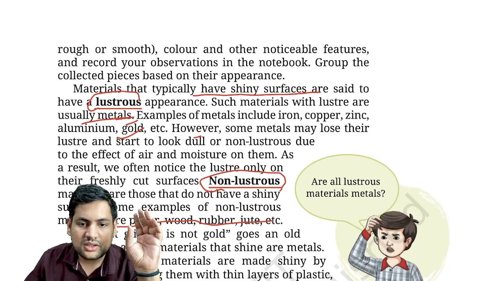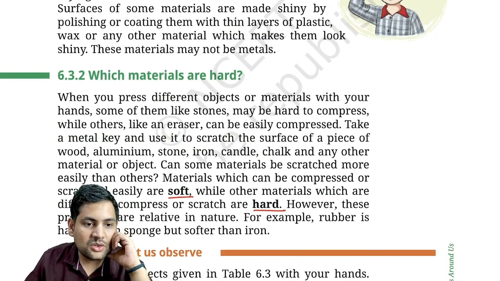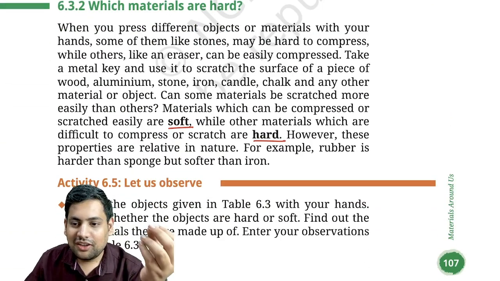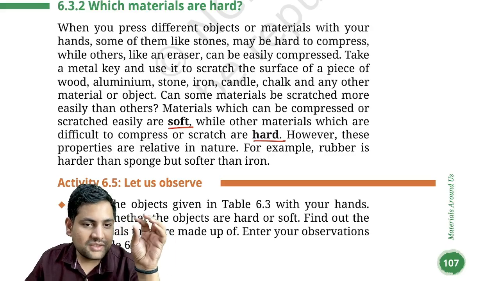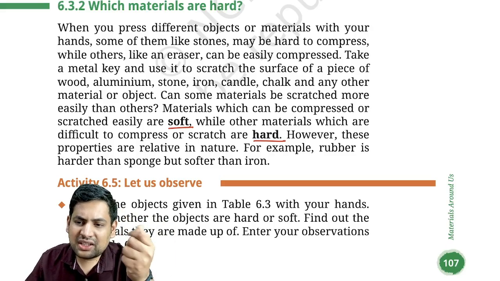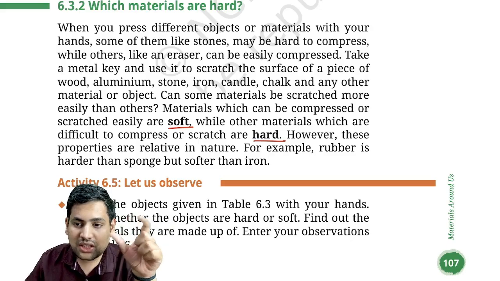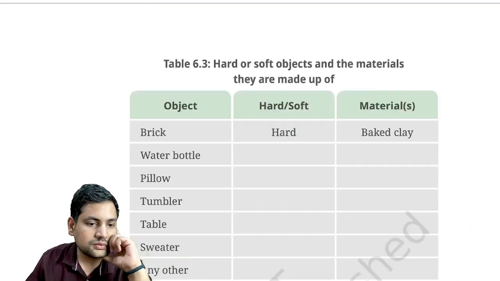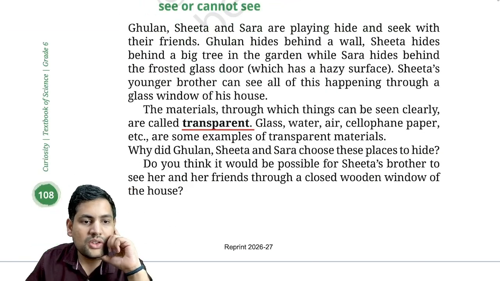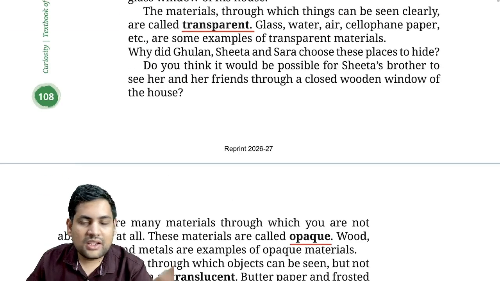Lustrous and non-lustrous. Then the next is soft and hard. This you anyway understand, correct? Soft is materials that can be compressed or scratched very easily. Hard will be something which you cannot do this to easily. Then next it talks about transparent, opaque and translucent.